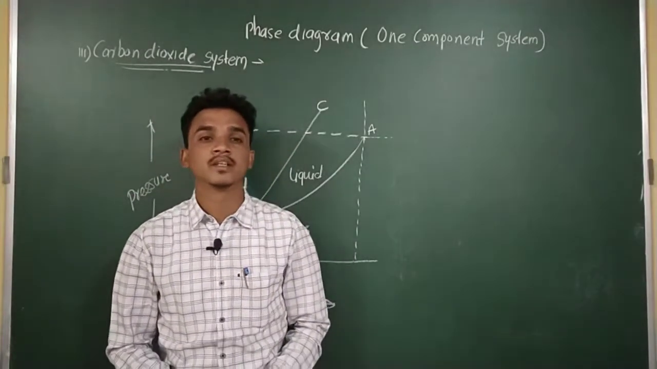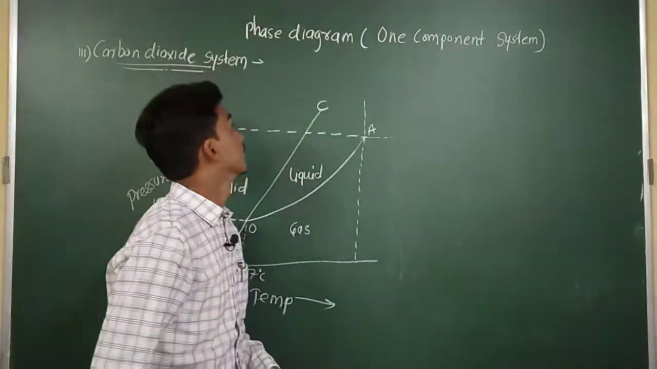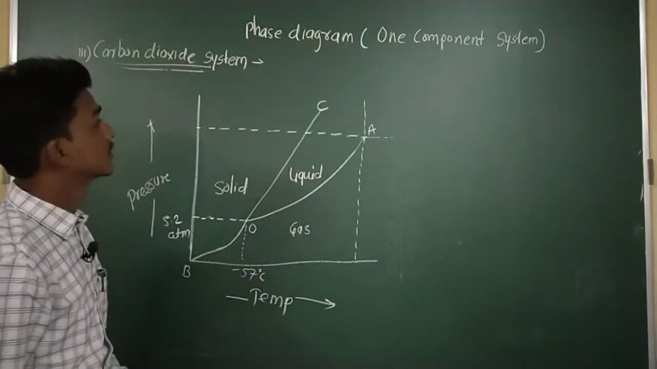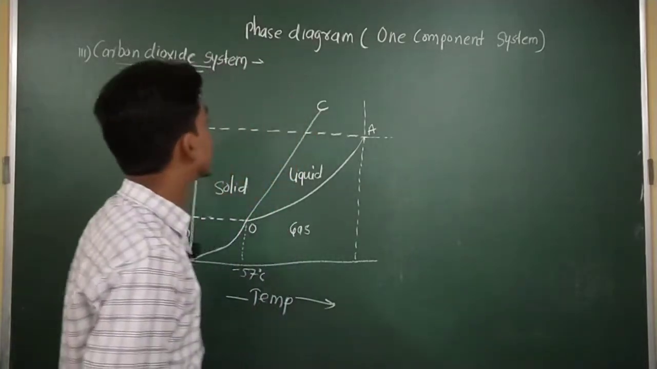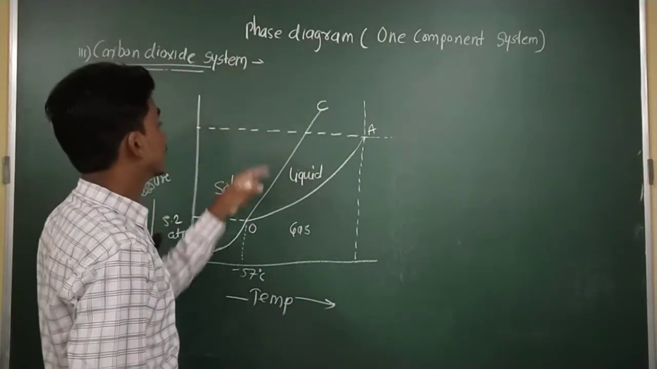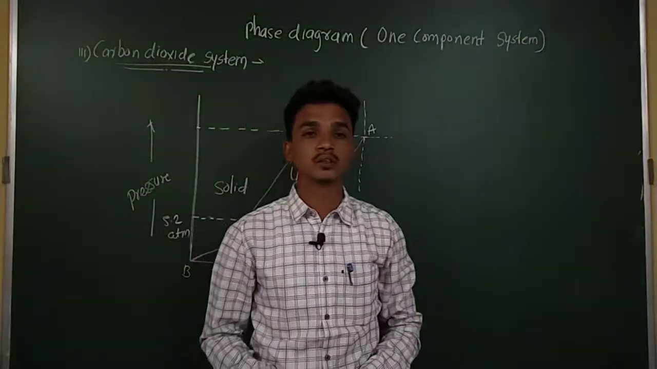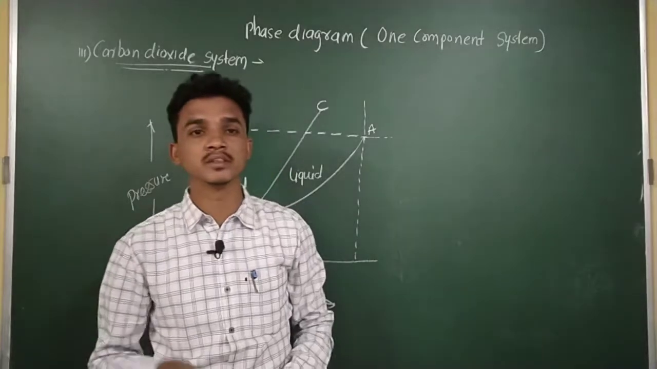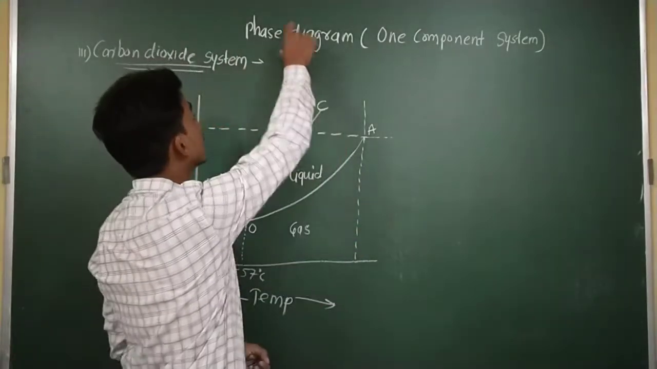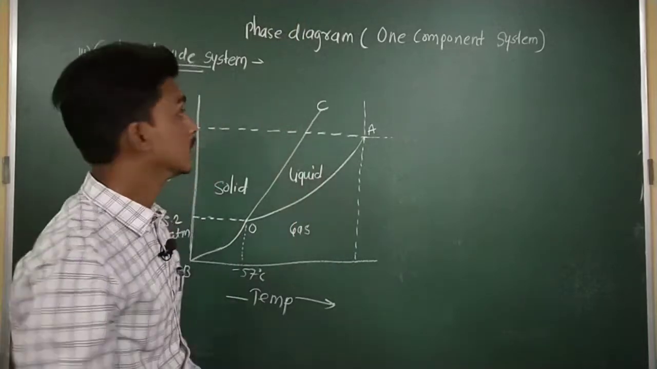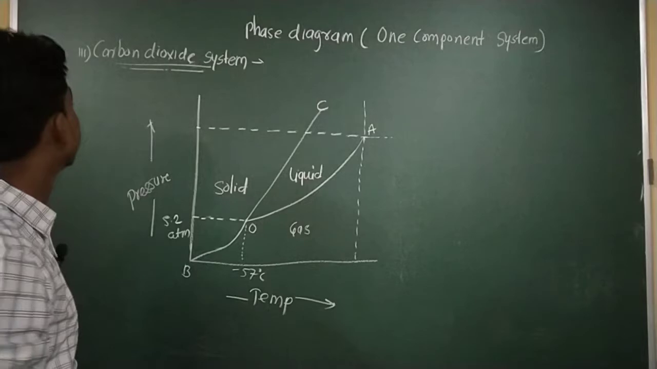Welcome students. In the last video we discussed the phase diagram of the sulfur system, and we covered all the points related to it. So dear students, today I am going to discuss the next example of one component systems, and we have to cover the phase diagram of the one component system. The example is the carbon dioxide system.